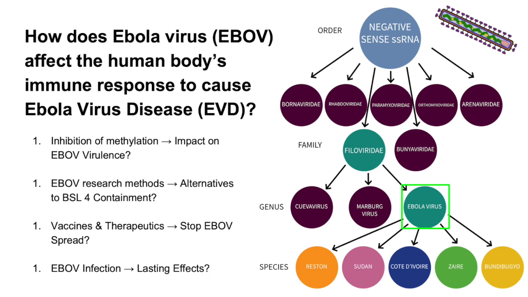In this project, we aim to understand how Ebola virus affects the human body's immune response. Ebola virus, or EBOV, is one of 3 genera of the Filoviridae family and has 5 major species, named for their geographical origins: Weston, Budamungo, Sudan, Thai Forest, and Zaire, which is now known as the Democratic Republic of the Congo. EBOV is an incredibly deadly virus which causes Ebola virus disease, or EVD.